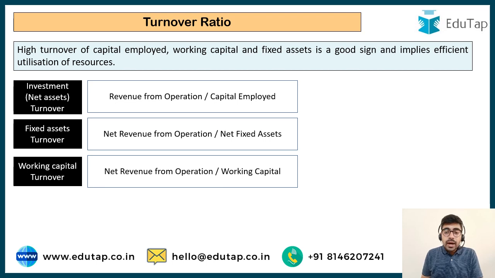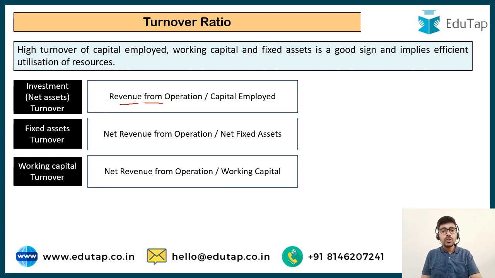So there are some other sorts of turnover ratios as well. There is the investment or net asset turnover ratio. In the turnover ratio, you have to remember this thing: always remember that in the numerator, we are always taking sales or cost of goods sold or purchases in case of turnover. So in the numerator, we are always going to have some revenue figure.